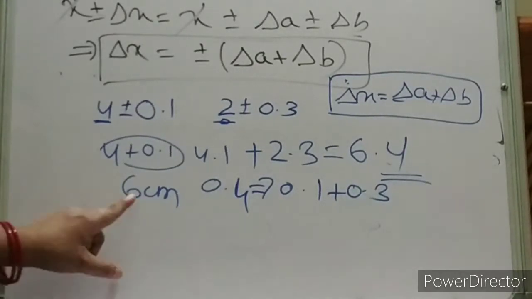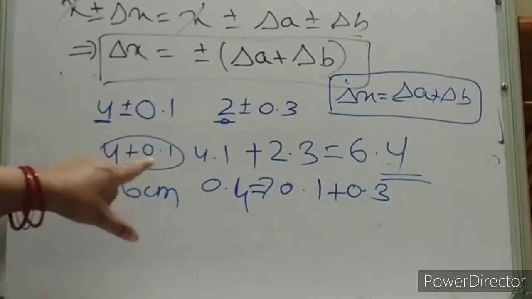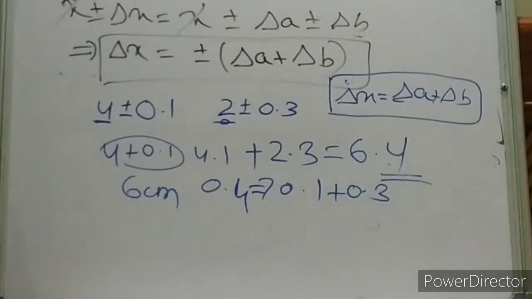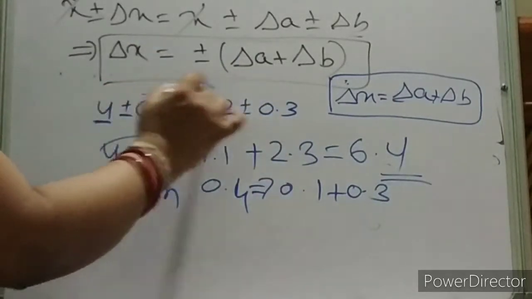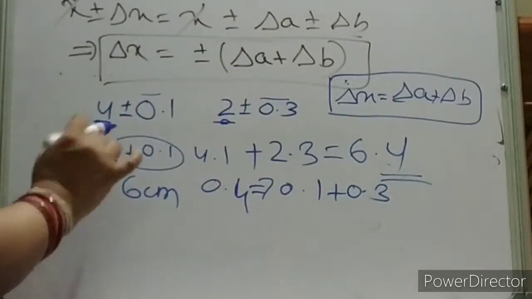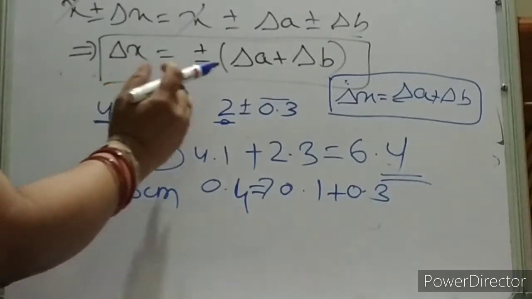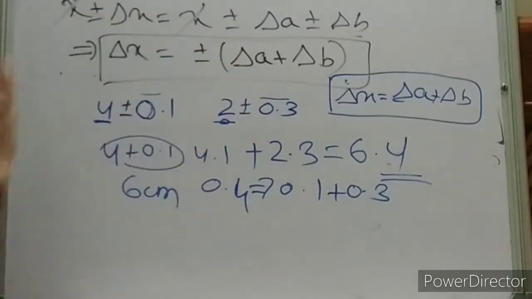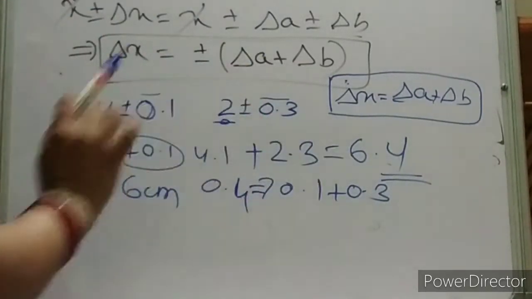Okay. See, this is 6 centimeter. Now suppose by mistake you have measured the first quantity as 4.1 and the second quantity as 2.3. This is the maximum error allowed, plus minus. Either you can lower the value or you can raise it, with 0.1 here and 0.3 here. So your measured quantity is now 6.4.